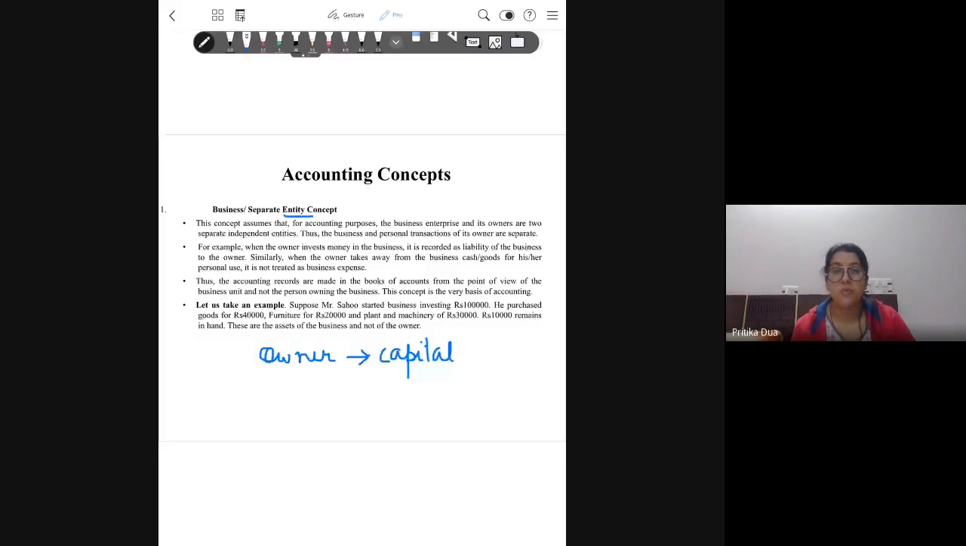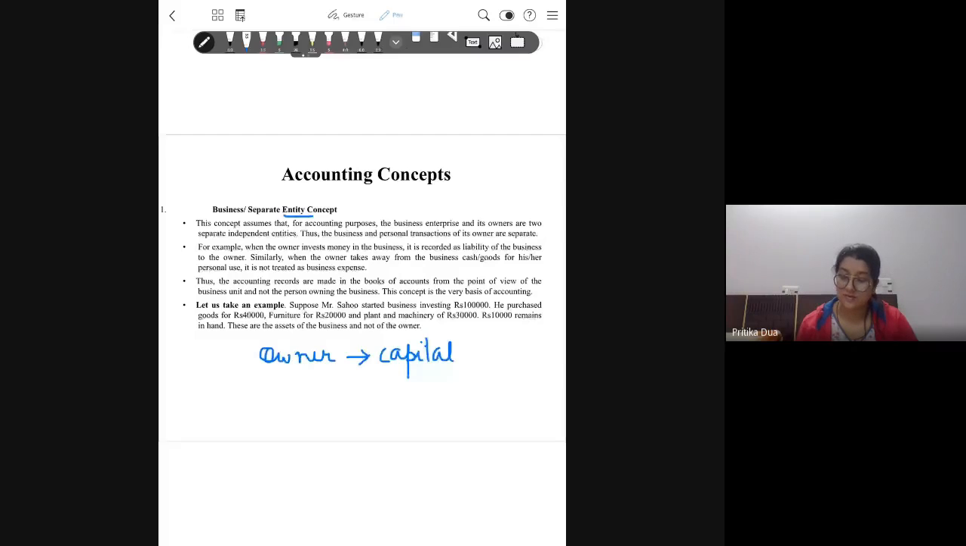Let's try and make more sense of this concept. Suppose Mr. Sahu started business by investing rupees 1 lakh. He purchased goods for 40,000, furniture for 20,000 and plant and machinery for 30,000. The balance of 10,000 rupees is held as cash in hand. Say this business is known as A Limited.